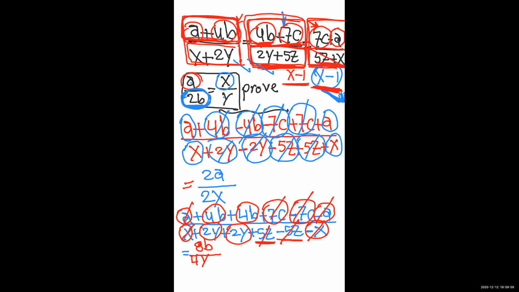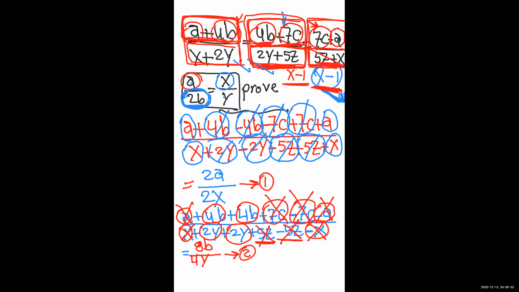Okay, then we will simplify this a with -a means 0. I mean these two terms. And positive 7c and negative 7c means 0. Then the remaining will be 4b plus 4b, which is 8b, over x and negative x in the denominator 0. 5z and negative 5z means 0. So the remaining will be only 2y plus 2y, which is equal to 4y. So now this is the first ratio. This one is the second.